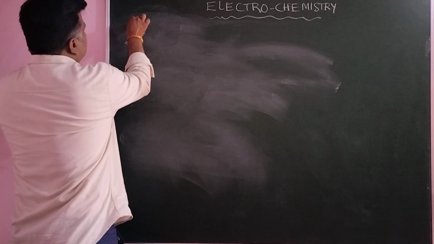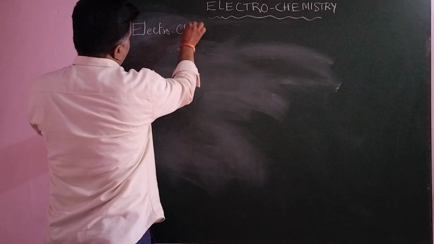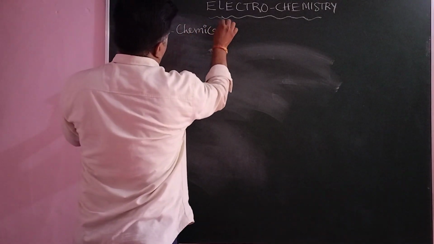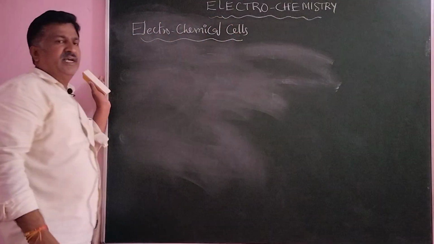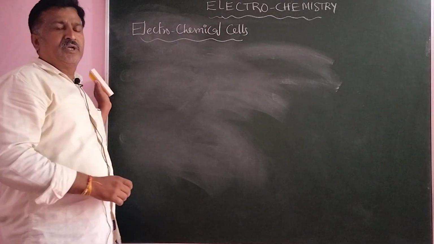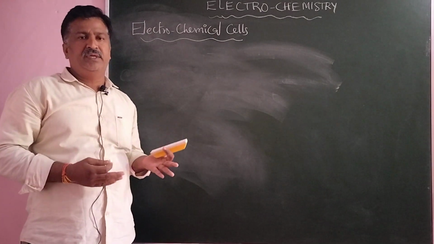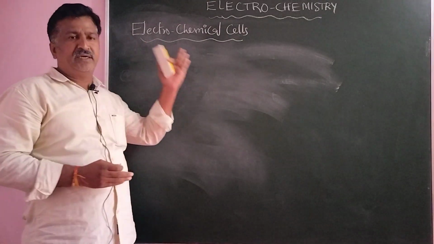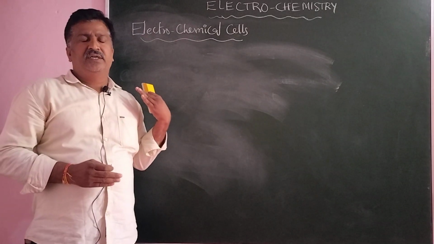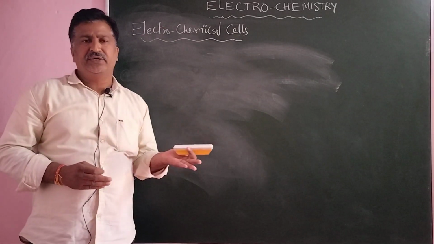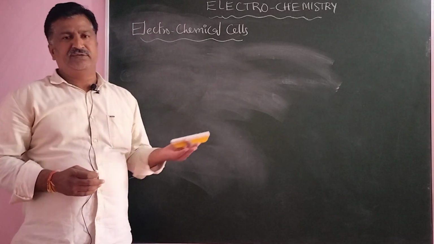Now, what are electrochemical cells? In today's modern world, we use many electrical devices in which batteries are available. Those batteries are nothing but electrochemical cells in which chemical energy is converted into electrical energy, and electrical energy is converted into chemical energy, vice versa.